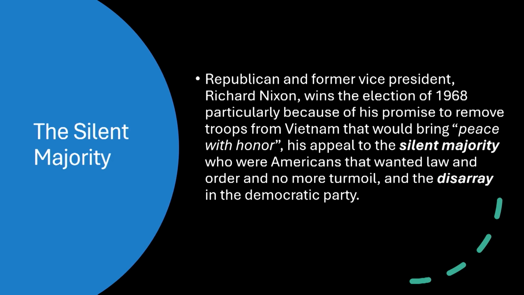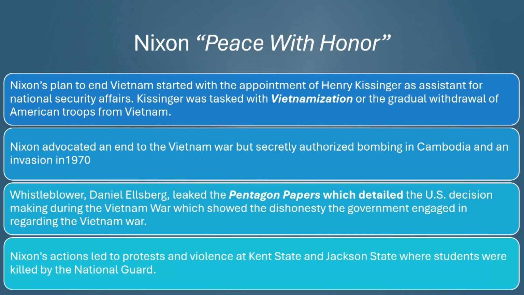The Silent Majority, the people responsible for putting Nixon in the White House, are commonly called the Silent Majority because they were the people in America who were the older generation that wanted peace and order and an end to the turmoil. And because of the disarray in the Democratic Party, Nixon prevails. Peace with honor is what Nixon promised the Silent Majority and the rest of America.